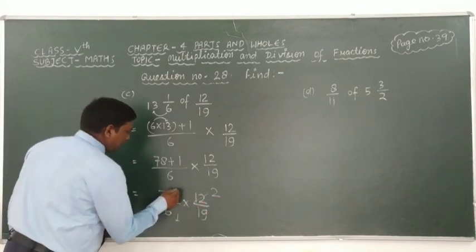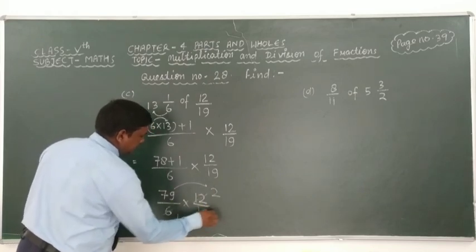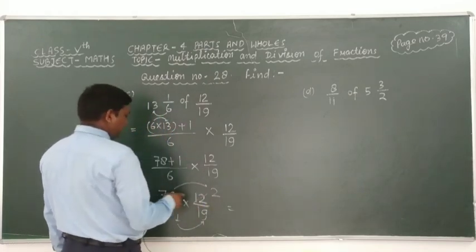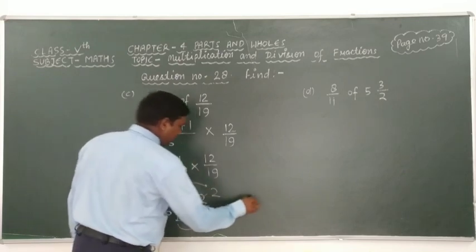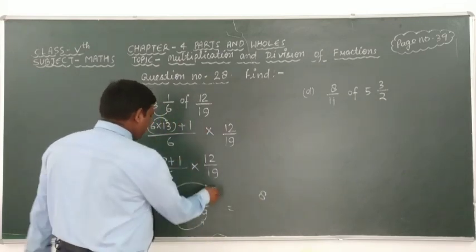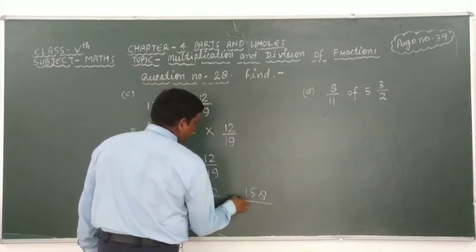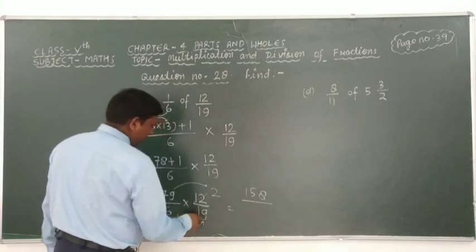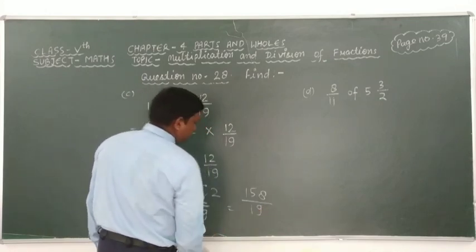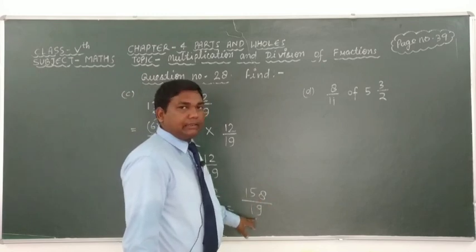Again we have to take the multiplication by this and this. After multiplying these, we get 2 nines are 18, 8 carry 1, 2 sevens are 14 plus 1 is 15 over 19, 1 nineteen is 19. Okay students, here we get 158 over 19.